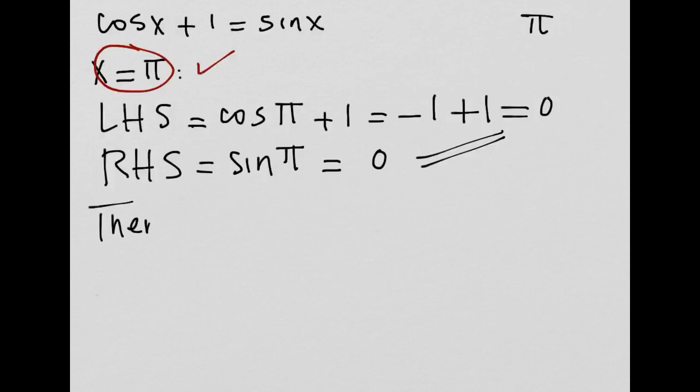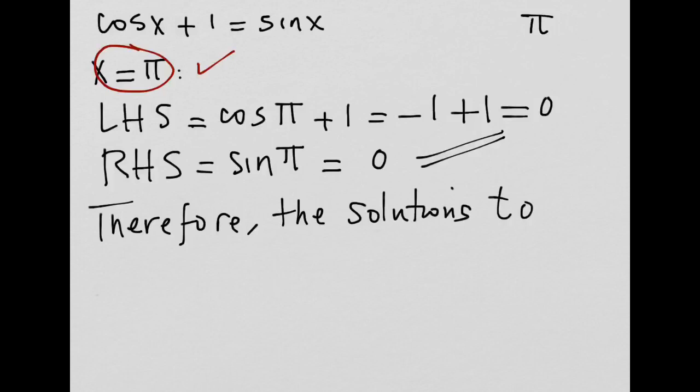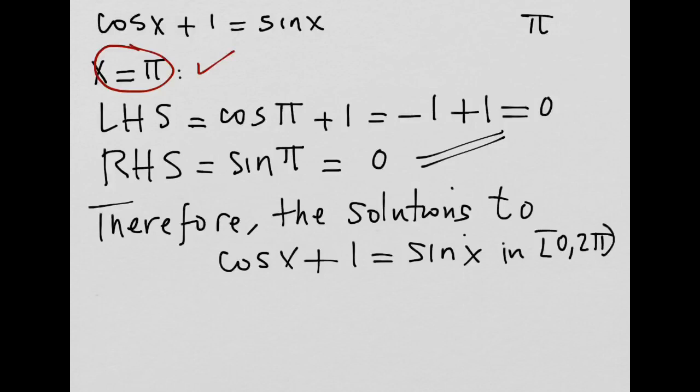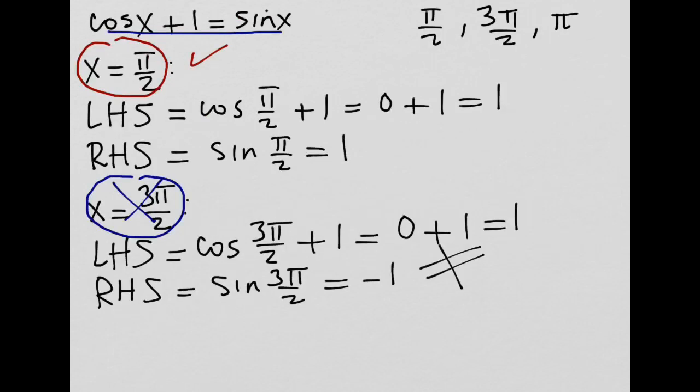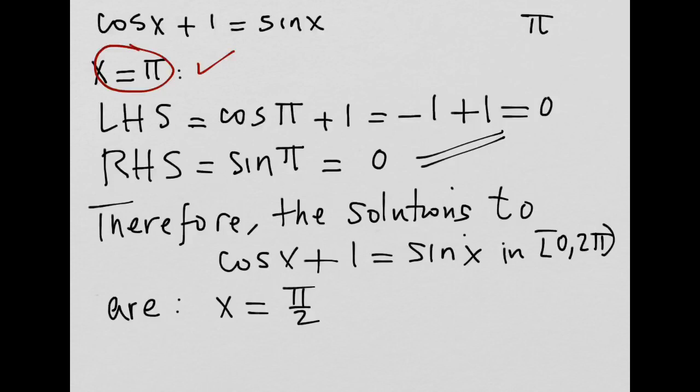Therefore, the solutions to our equation cosine x plus 1 equals sine x in the half open interval from 0 to 2 pi are x equals pi over 2, this comes from here, pi over 2. We rule out 3 pi over 2, and the other solution is x equals pi.